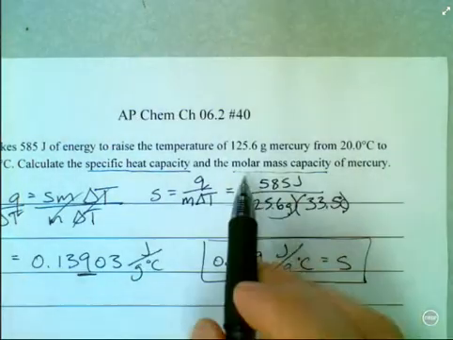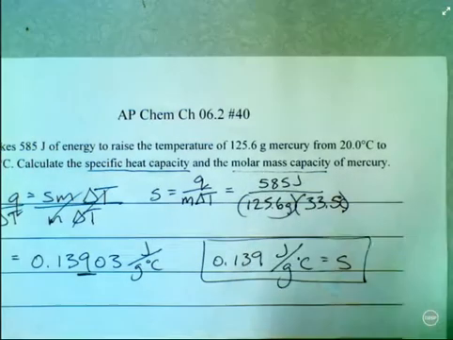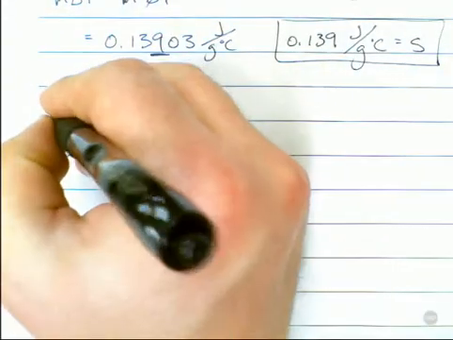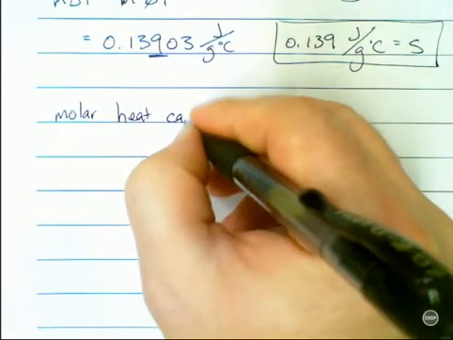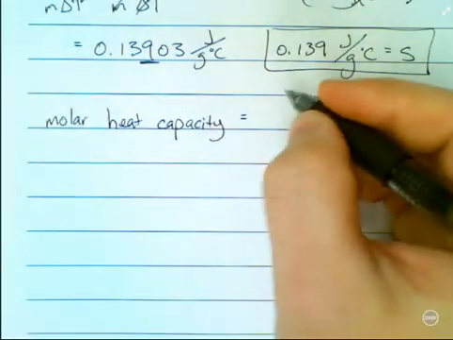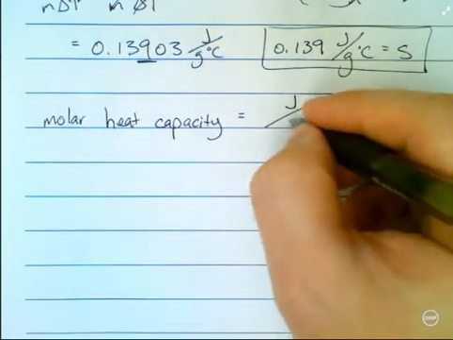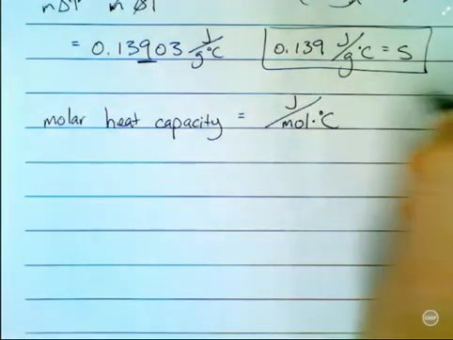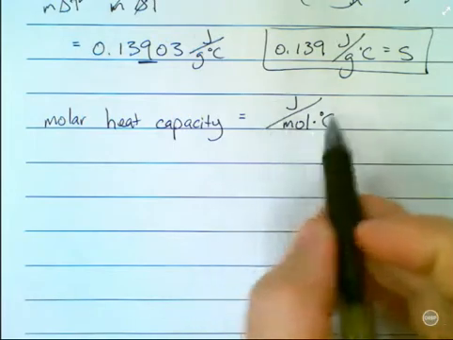We're not done with the question though. It asks for molar heat capacity. What we're looking for here is something that will tell us how much energy it takes to raise the temperature of 1 mole of a substance by 1 degree Celsius. This is a molar heat capacity. I'm looking to generate a number with these units.